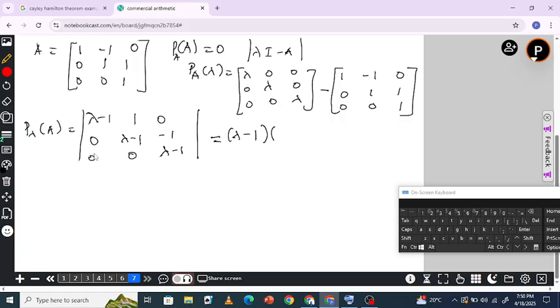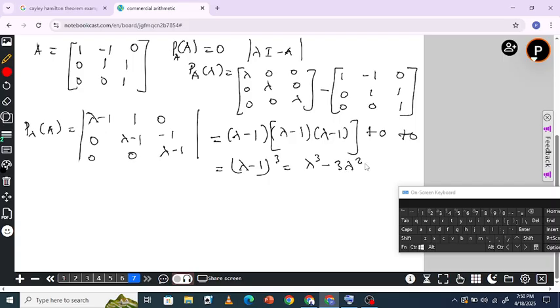If you block the first row and first column, we're going to be left with lambda minus 1 times lambda minus 1 again. The rest is 0, 0, which means we will have plus 0 plus 0. We're going to get lambda minus 1 cubed, which is the same as lambda cubed minus 3 lambda squared plus 3 lambda minus 1. That's our characteristic polynomial.